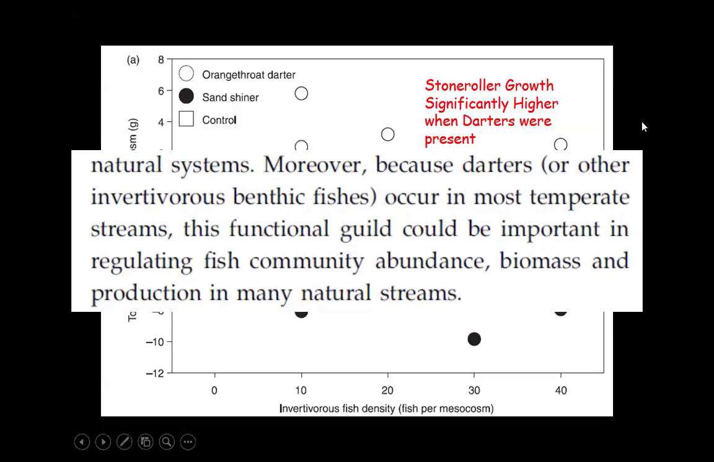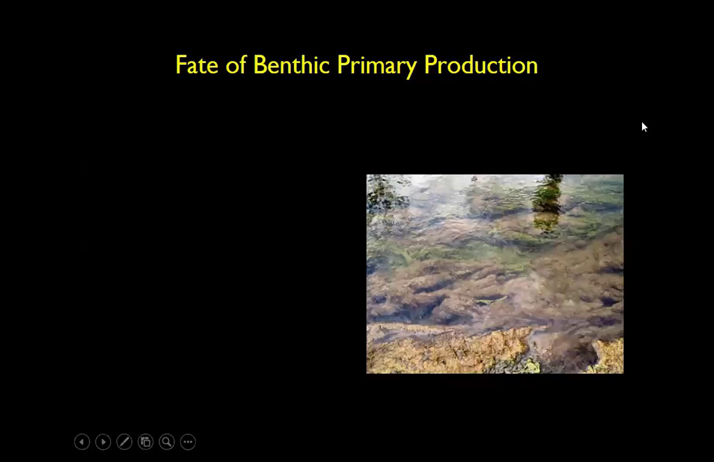Interesting. Most of the fish that we have collected so far have eaten invertebrates, right? So this is a pretty important food web link. All right. So the fate of our benthic primary production. Where do you think most of the benthic productivity biomass ends up? Any thoughts? Well, where could it go? It can get eaten by the grazer, of course. Where else could that biomass go?